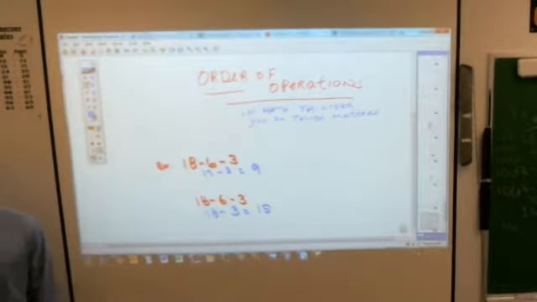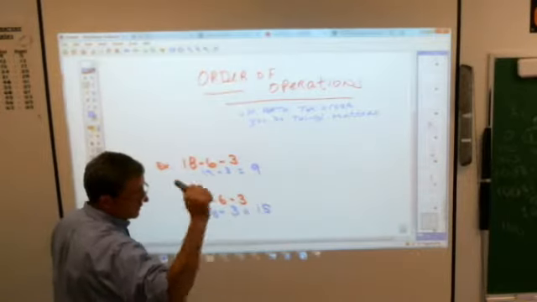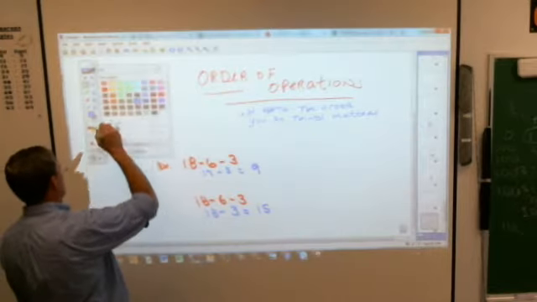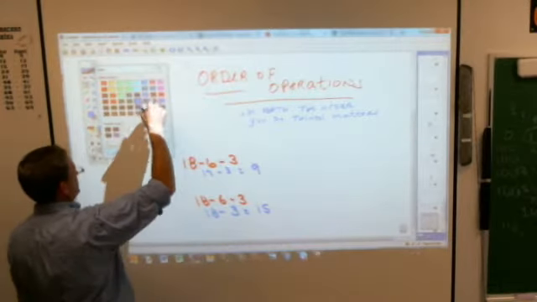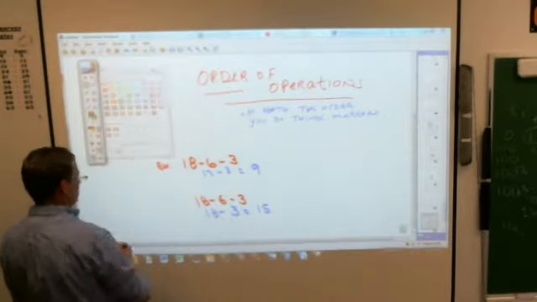Because you can get different answers by doing operations in different orders, somebody somewhere said we have to establish a rule so everybody does things the same way. And that's what order of operations is. That's why you see off to your right a ginormous poster that talks all about order of operations. You're not going to use all of these right today, but we're going to put it down so you have it in your notes.